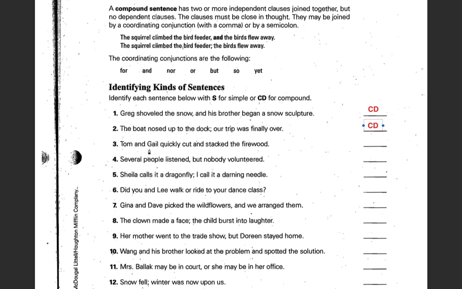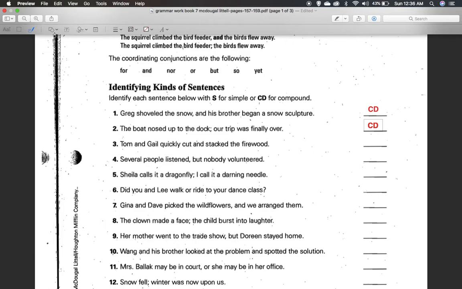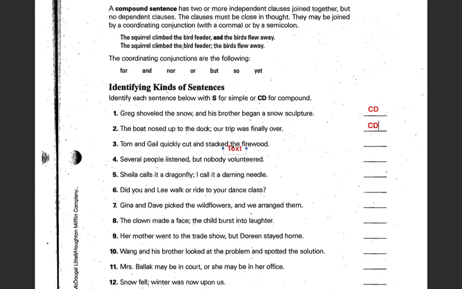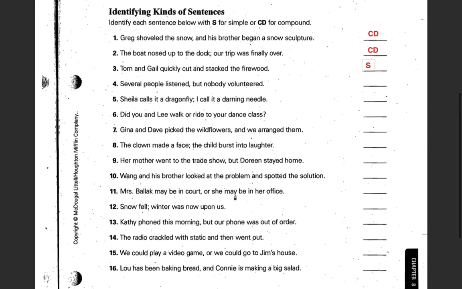Number three, Tom and Gail quickly cut and stacked the firewood. This sentence is a simple sentence because it is made of only one independent clause. Sorry, I made a mistake here. The sentence in number three cannot be divided into two other clauses. Therefore, number three is a simple sentence. The rest of the sentences follow the same strategy that I did here, and you guys need to do them on your own.